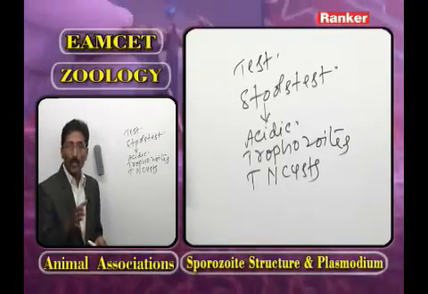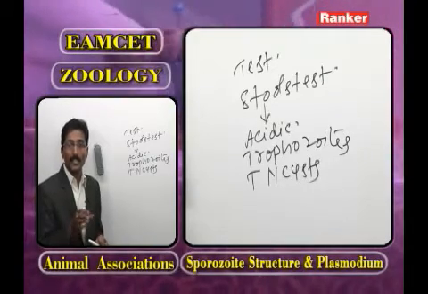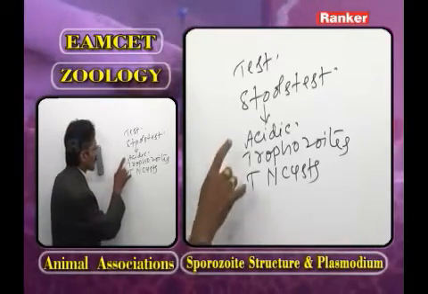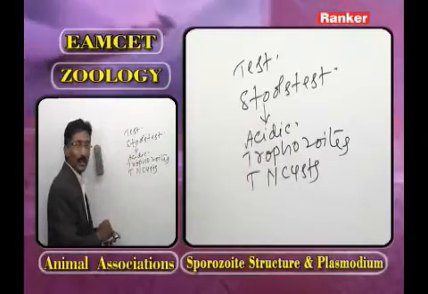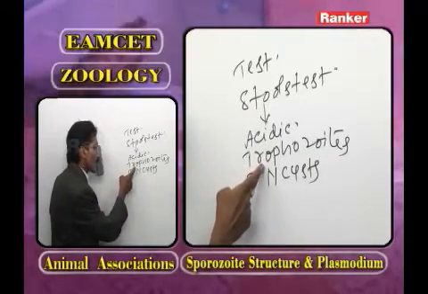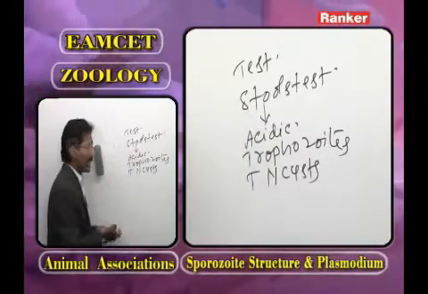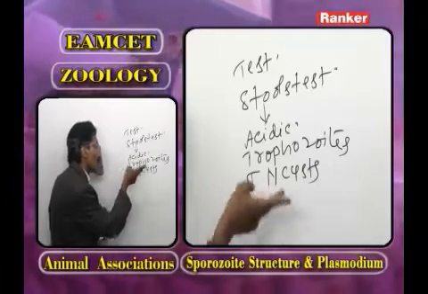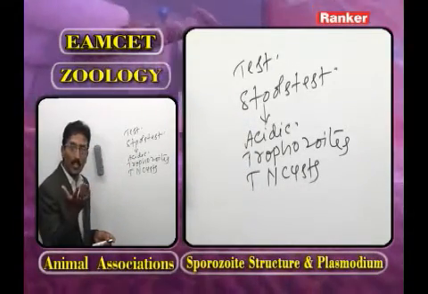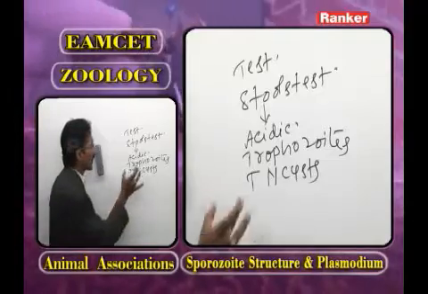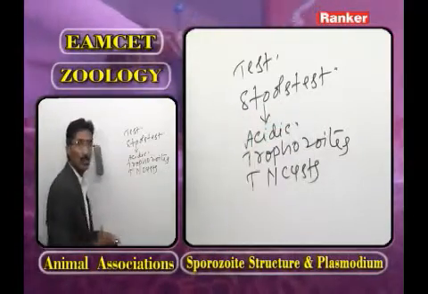Now, how can we diagnose the disease? Based on observing the acidic nature of fecal matter, the presence of trophozoites in the fecal matter, and the presence of tetranucleated cyst in the fecal matter. What type of test is conducted to identify Entamoeba histolytica? That is the stool test.